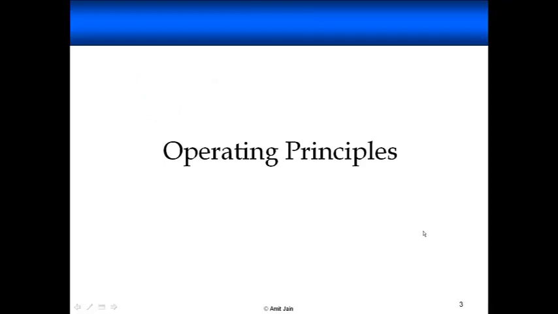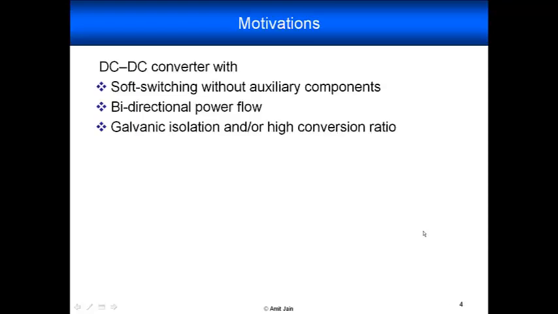So this is lecture 1 about operating principles. Now the motivations for this type of converter which the dual active bridge converter is are as follows. We want a DC to DC converter which will give us soft switching without adding any auxiliary components. So we want to get soft switching, but we do not want to add any additional L's or C's or switches.